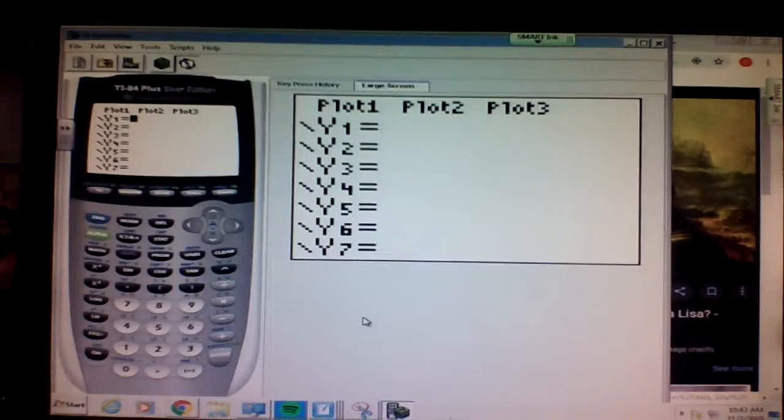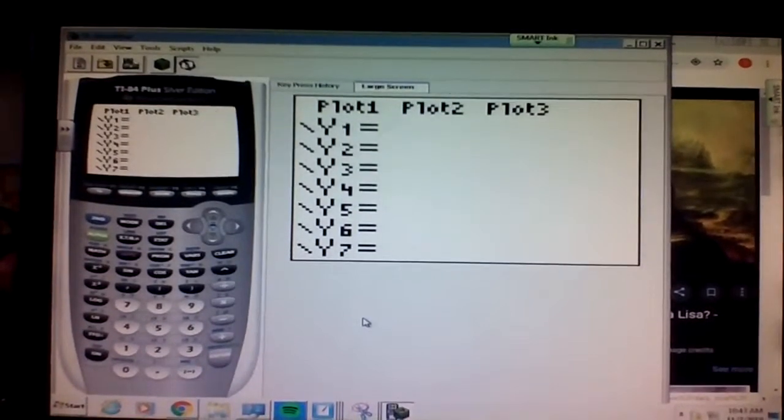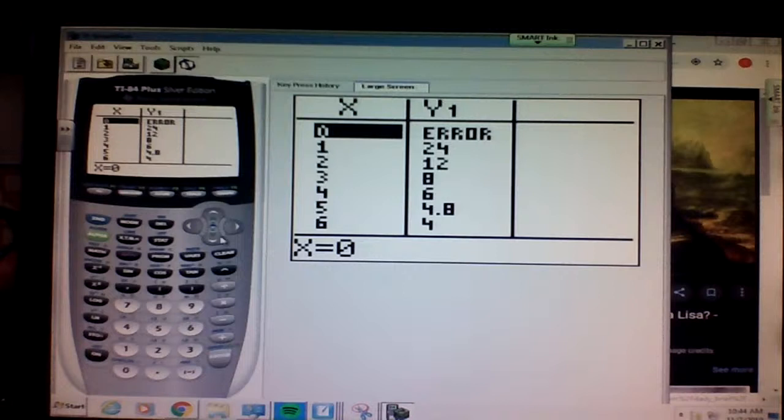Okay, so if you go to y equals in your calculator, whatever you're trying to find the factors of, so let's say we're trying to find the factors of 24, you hit 24 divided by x. And then you go to your table. So you hit second graph. Here are all of your factors. 1 and 24, 2 and 12, 3 and 8, 4 and 6. Notice then it starts to repeat itself. 6 and 4. Those are all of your factors.